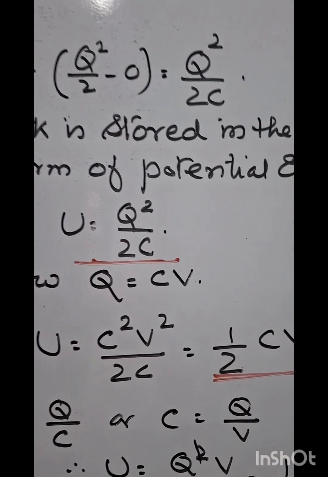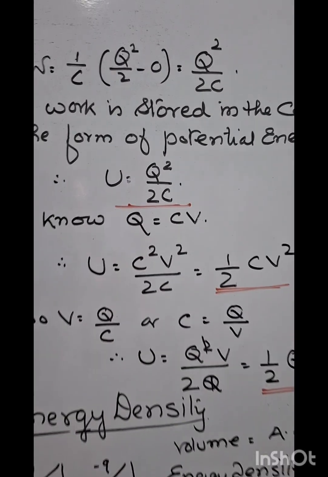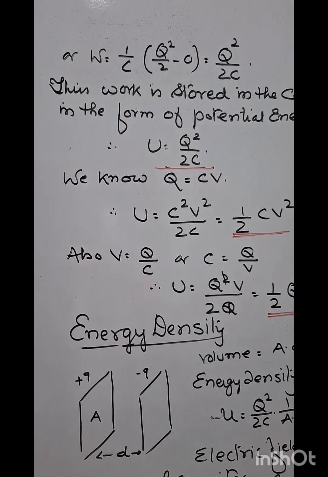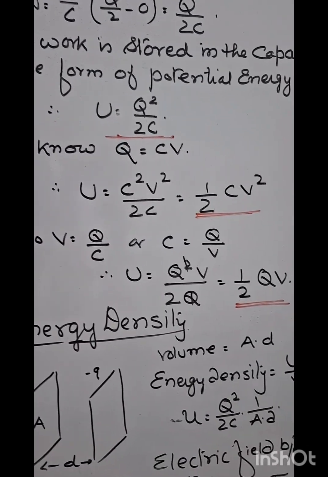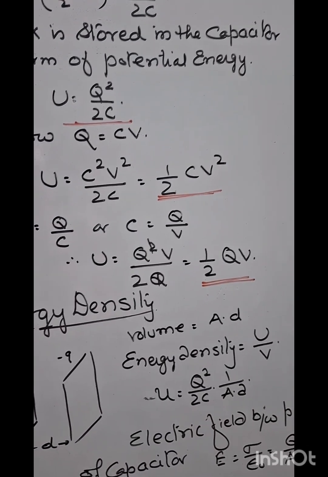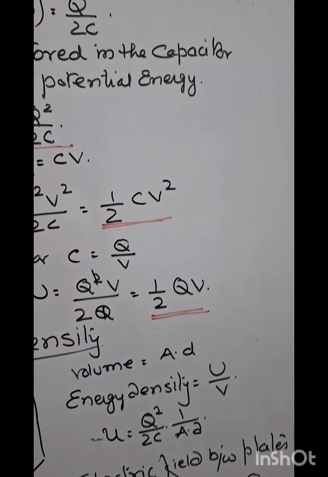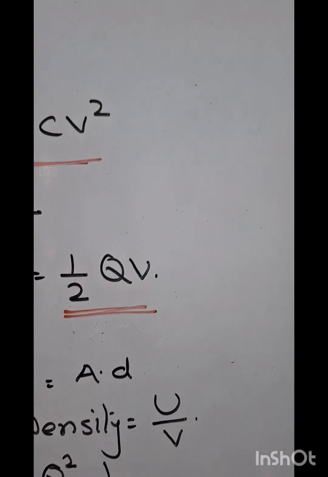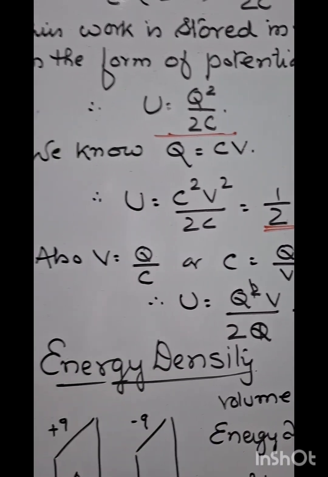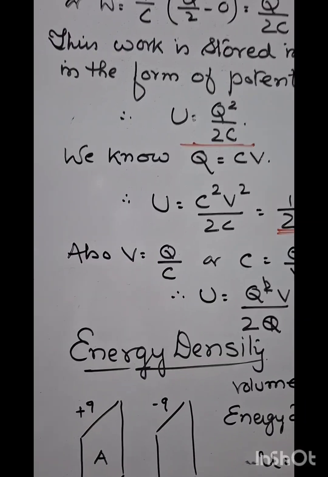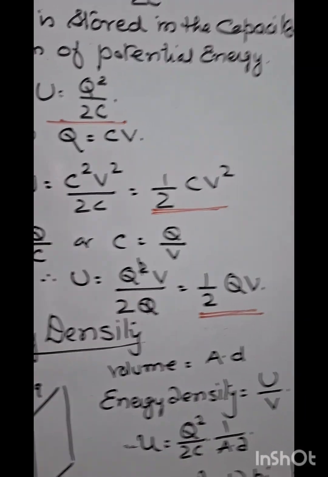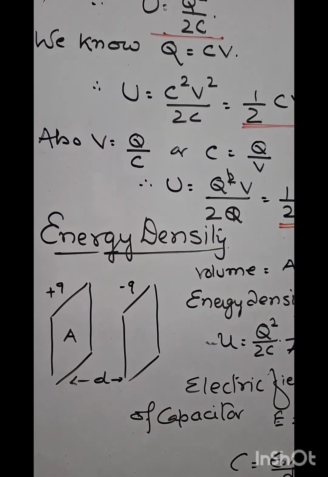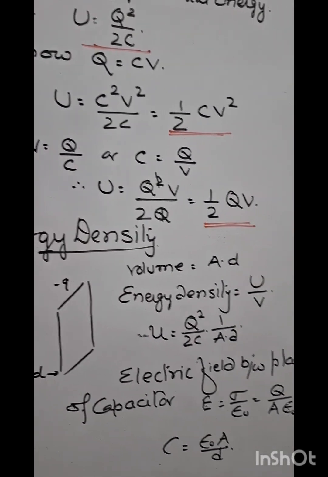This work is stored in the capacitor in the form of potential energy. So you can write U is equal to Q square upon 2C. We know Q is equal to CV, so the above expression U is equal to Q square upon 2C may be written as U is equal to half CV square, or U is equal to half QV. So the energy stored in the capacitor is given by Q square by 2C is equal to half CV square is equal to half QV.